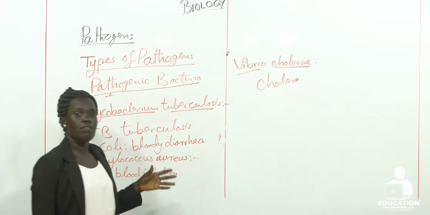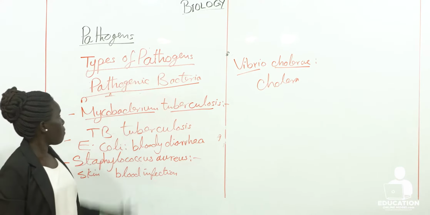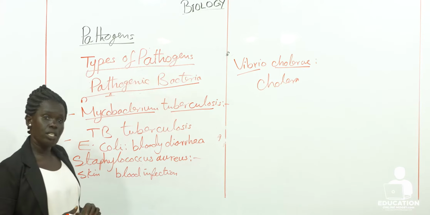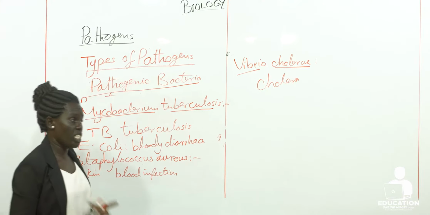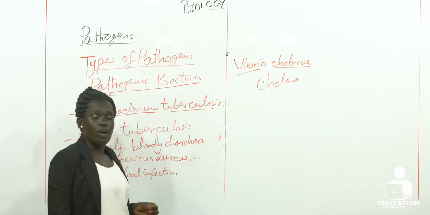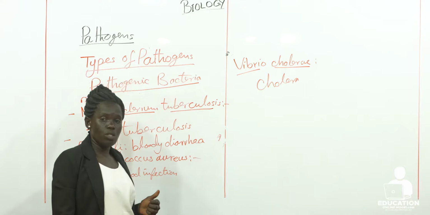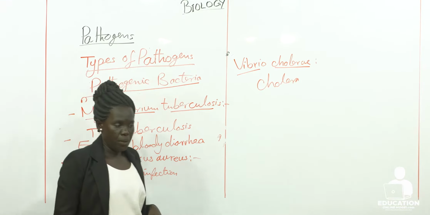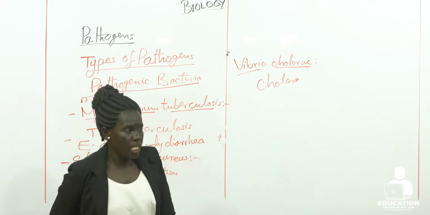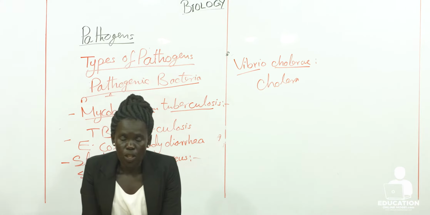So these are some of the pathogenic bacteria we talked about. When we look at bacteria, we cannot see them with our naked eyes because they are very tiny, unless we use a microscope. That's what I said. Pathogens can be defined as microorganisms.